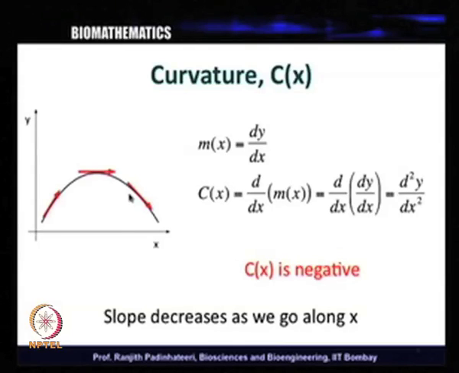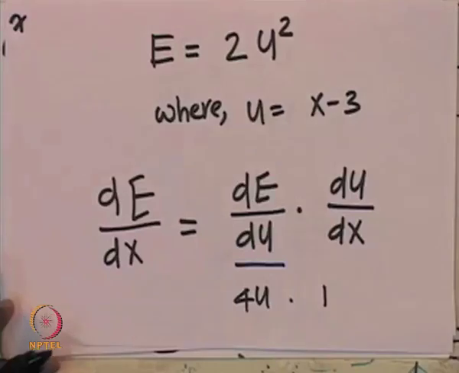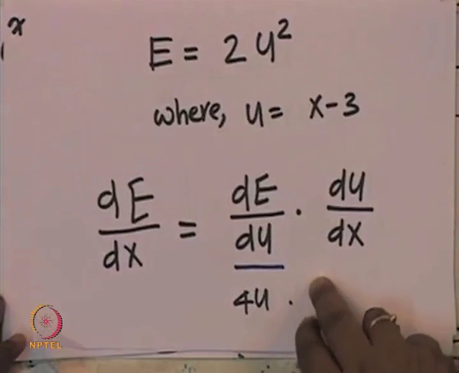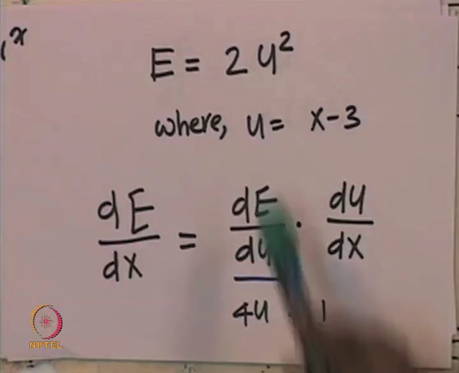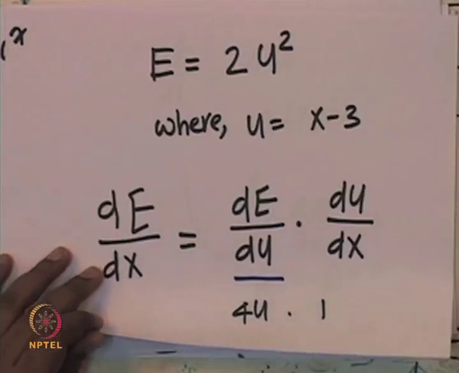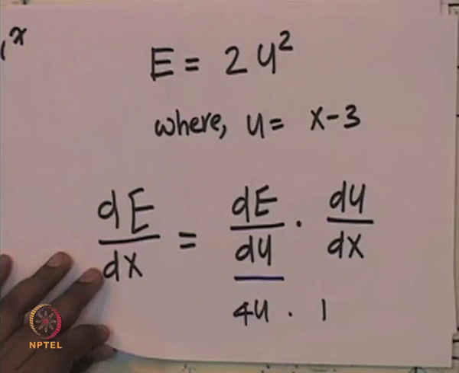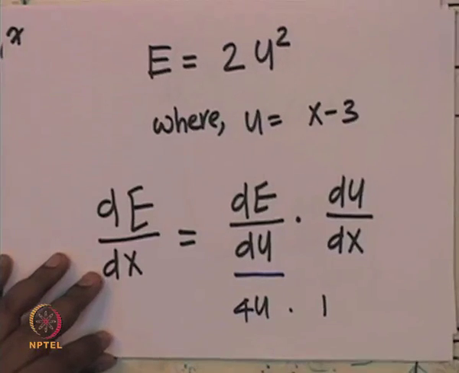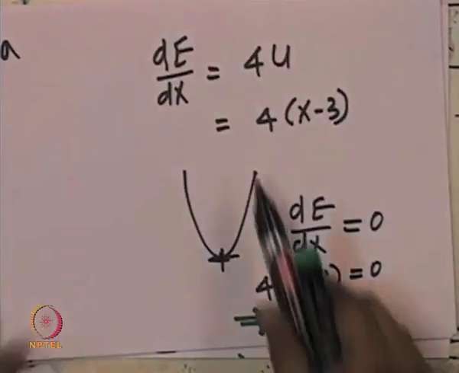So, now let us quickly do this. Let us have a look at the function we learned once more. The energy is 2 u square, where u is x minus 3. So, 2 into x minus 3 whole square was the function we took, and we found the first derivative, which was 4 u, or 4 into x minus 3.